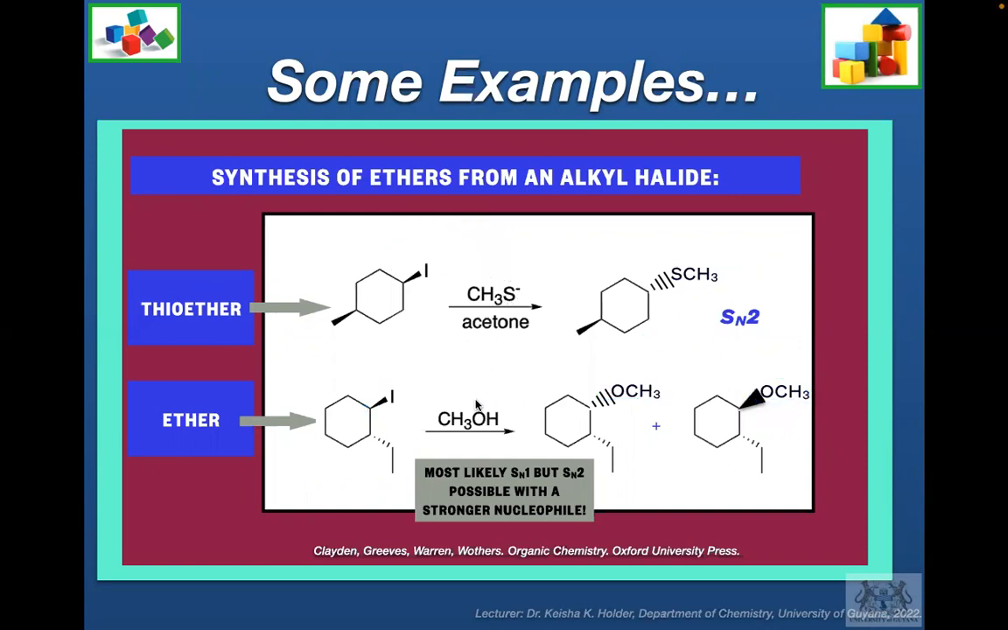So by virtue of this change in reaction conditions, we have two different compound classes. We have thioethers and ethers that would have been afforded by way of this process.